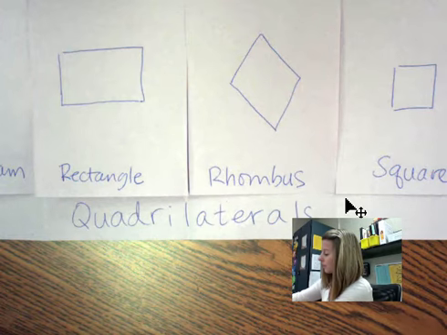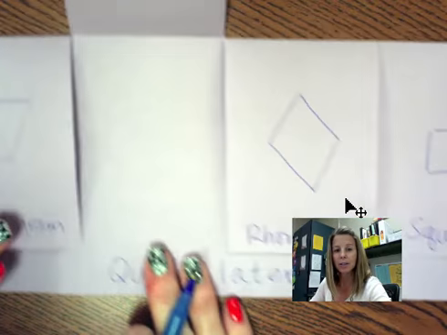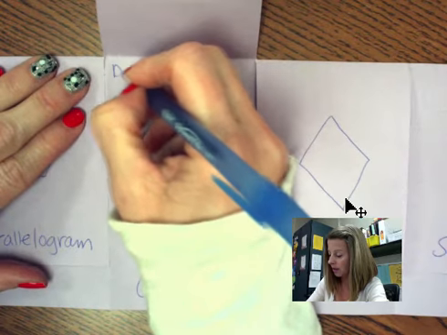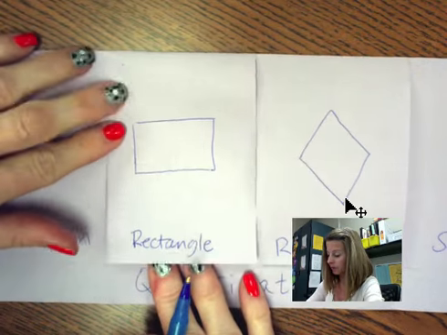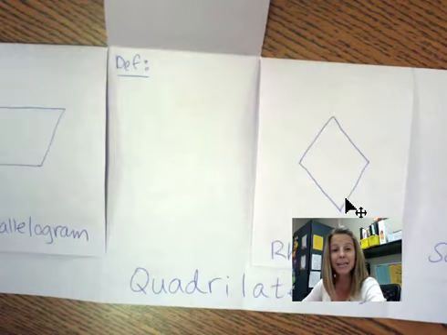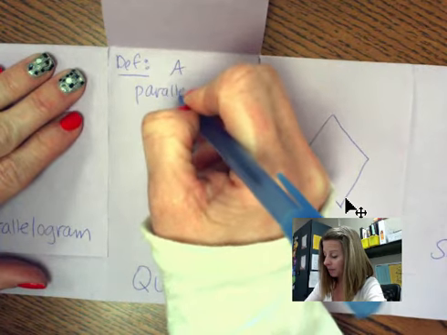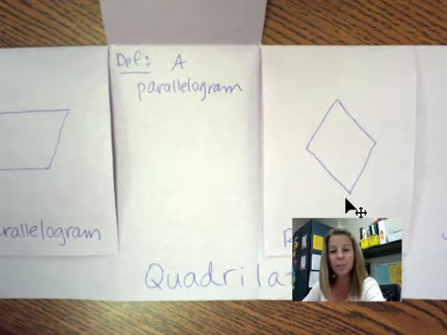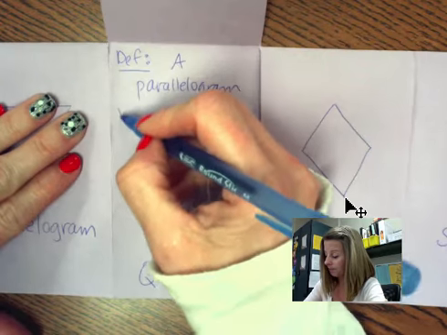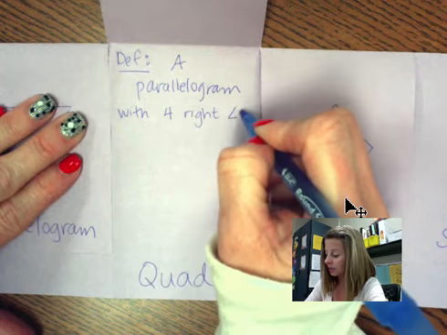So I'd like to begin with our properties of a rectangle. So let's open up rectangle. And I'm going to start all of these with a definition and then properties about them. So the definition of a rectangle, it is a parallelogram. So a rectangle is a parallelogram. And you probably know the rest of the definition, a parallelogram with 4 right angles.